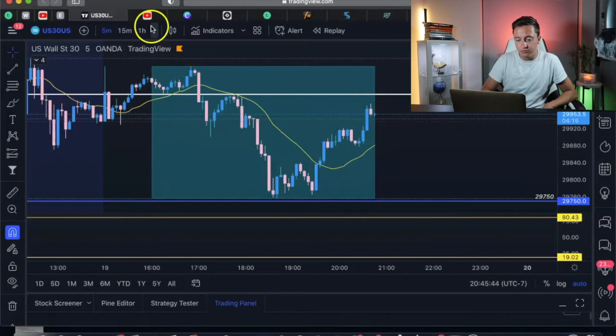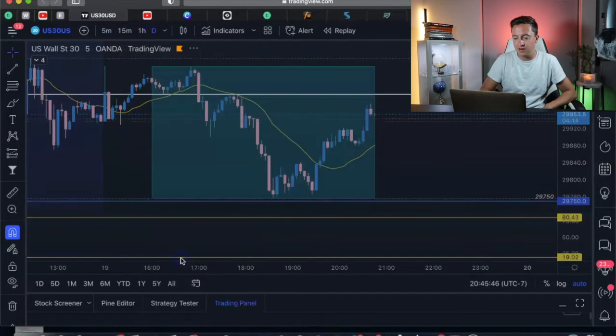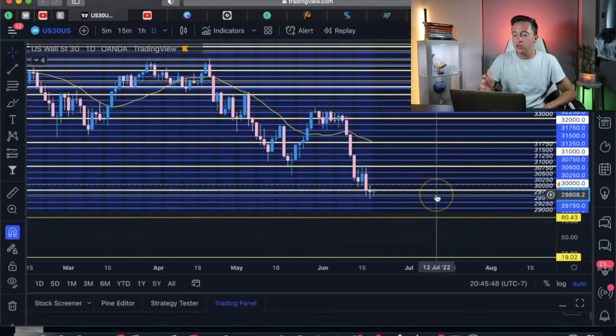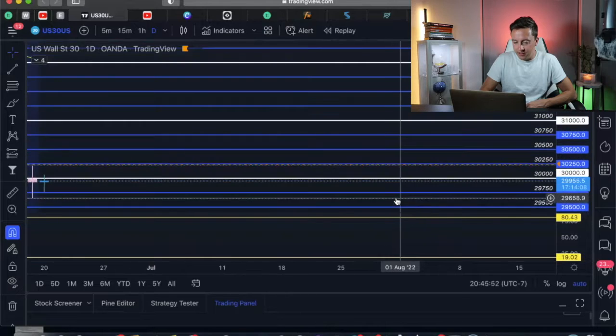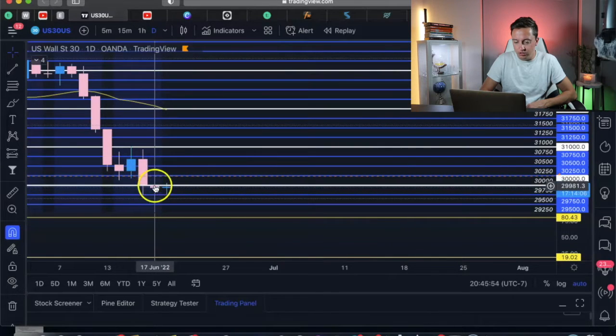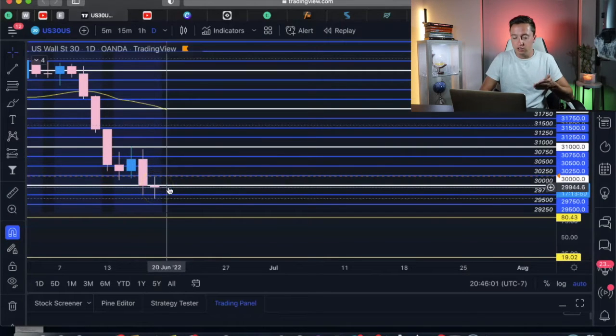What I usually do is I start from a higher time frame like the daily, and I'll look and see if there's any reversal candles. So we can see very clearly that we have a doji, a reversal candle, that closed on Friday's candle. This is going to give us a lot of confirmation that we should see a nice push up.